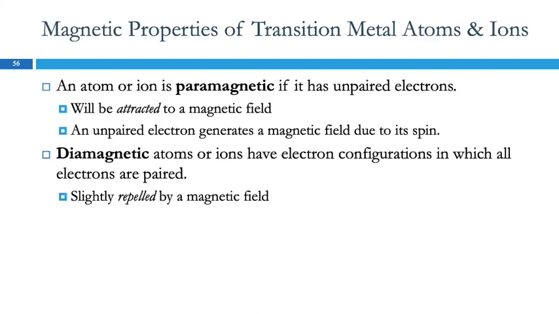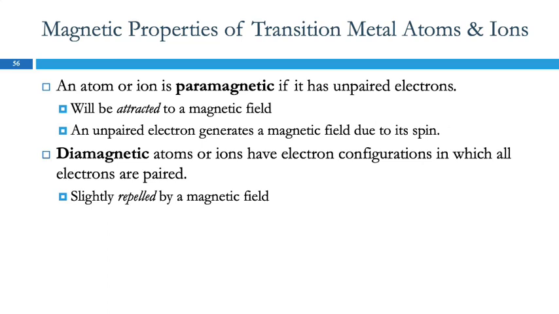So this is where we're concerned about paired and unpaired electrons, magnetic properties. An atom or an ion will be paramagnetic if it has unpaired electrons. That means it will be attracted to a magnetic field. And that's because an unpaired electron will generate a magnetic field due to its spin. You could think of the paired electrons as the 2 opposite spins sort of canceling it out, and so they don't generate a magnetic field. Diamagnetic means all the electrons are paired up, and these atoms will be slightly repelled by a magnetic field.